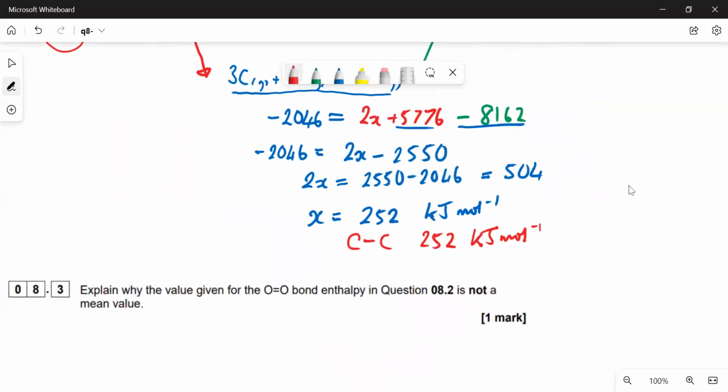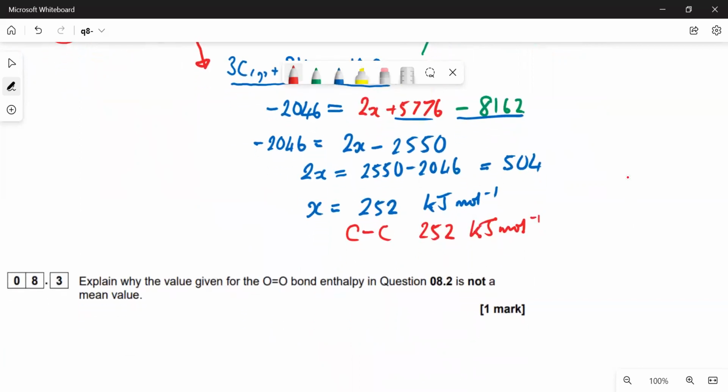Explain why the value given for the O=O bond, the oxygen-oxygen double bond, is not a mean value. Well, it's because this bond only exists in an O2 molecule. So there's only one possible environment for that. So it's not a mean value over a range of compounds.